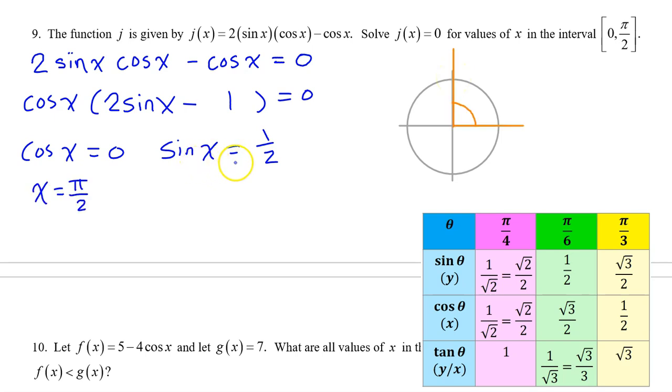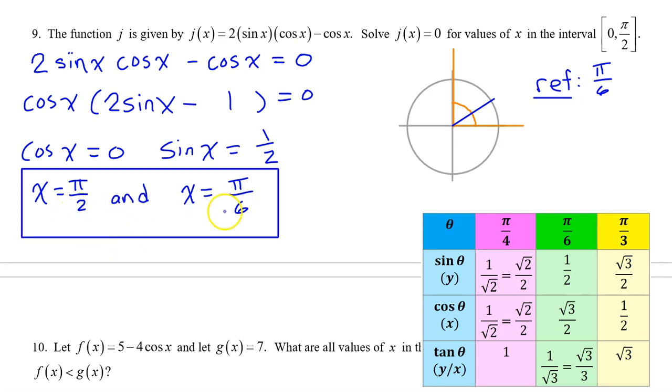Now let's find where sine x is equal to 1/2. We can find the reference angle by asking ourselves the sine of what angle is 1/2. We have memorized that the sine of pi over 6 is 1/2, so pi over 6 is the reference angle. On the interval from 0 to pi over 2, the only angle with a reference angle of pi over 6 is pi over 6 itself. So x equals pi over 6 is the only other solution. These are the two solutions to j of x equals 0 on the interval from 0 to pi over 2.